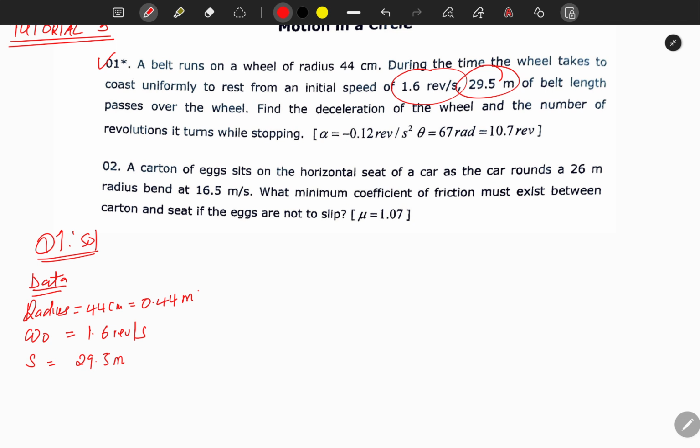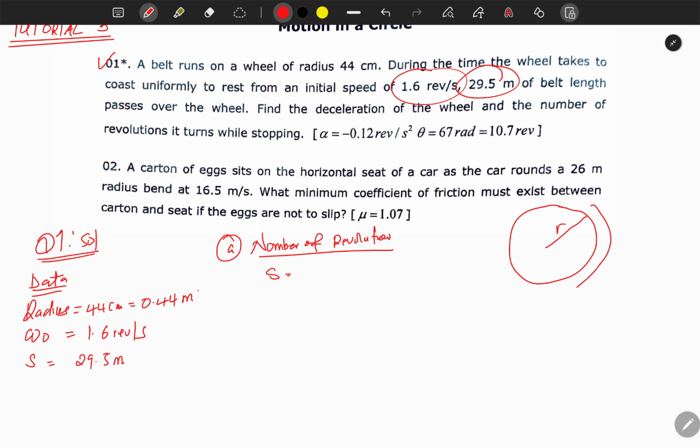So we can choose whichever one to start with. Let me start with the number of revolutions. To find the number of revolutions, we know that the wheel looks like this. This is the radius, the one we are calling R. Then there's a belt which is passing through, and that belt is 29.5. So that belt is passing through this circular wheel here. The radius of the wheel is actually 0.44 meters.